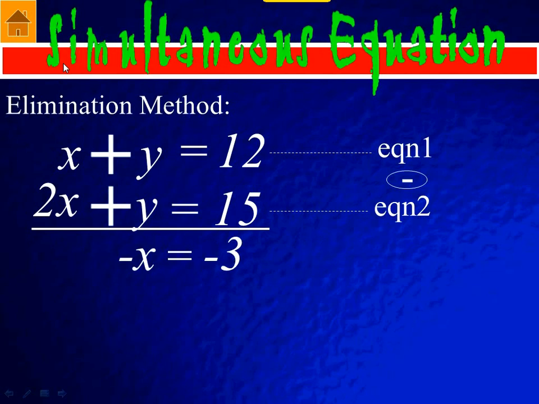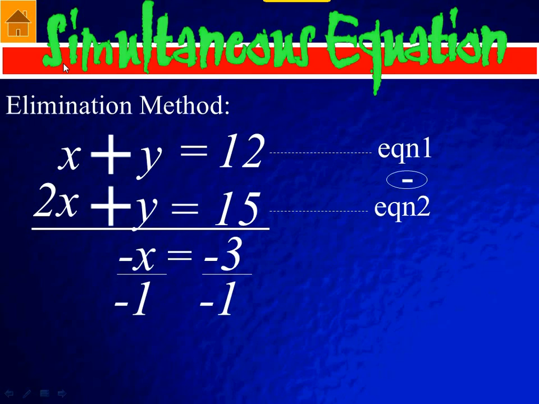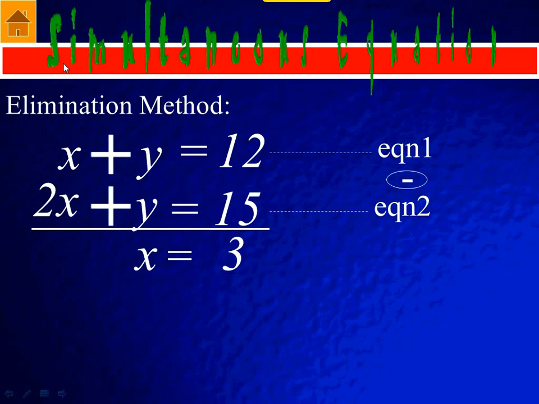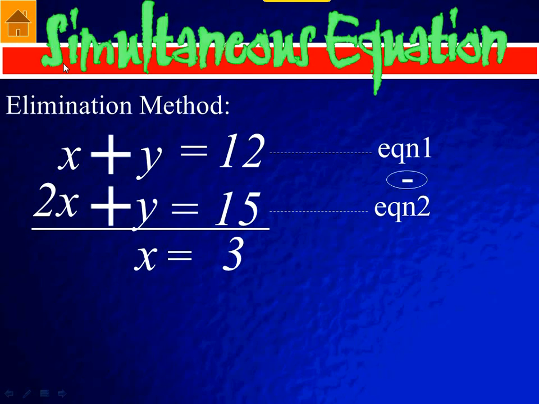Then we multiply through by minus 1 to ensure that we get x and not minus x. That will allow us to get x equal to 3. And that's our first value of the simultaneous equations, because when we solve simultaneously, we're going to get two values. In this case, we have gotten x equals 3. So our first value is given.